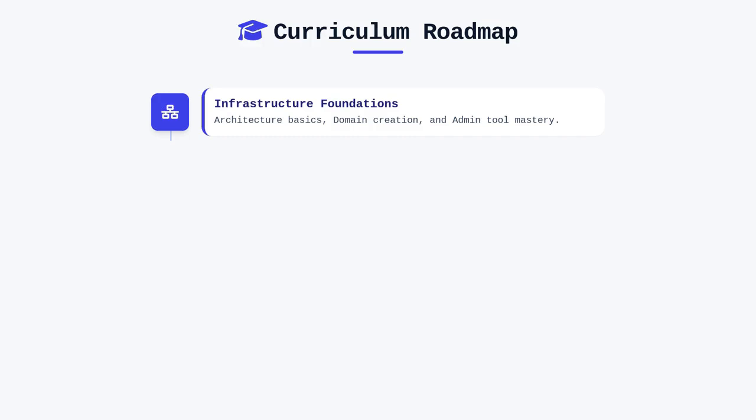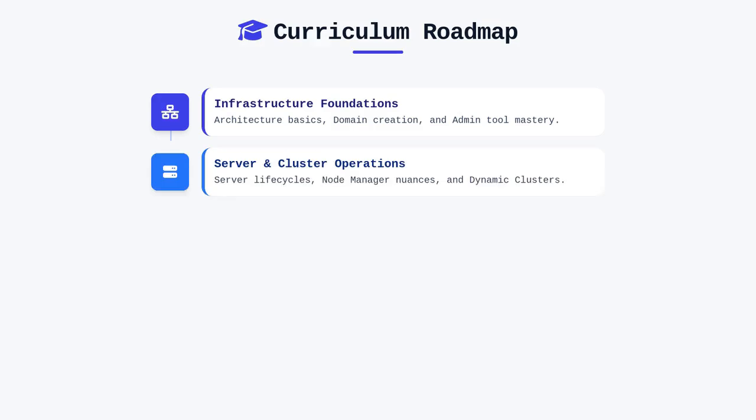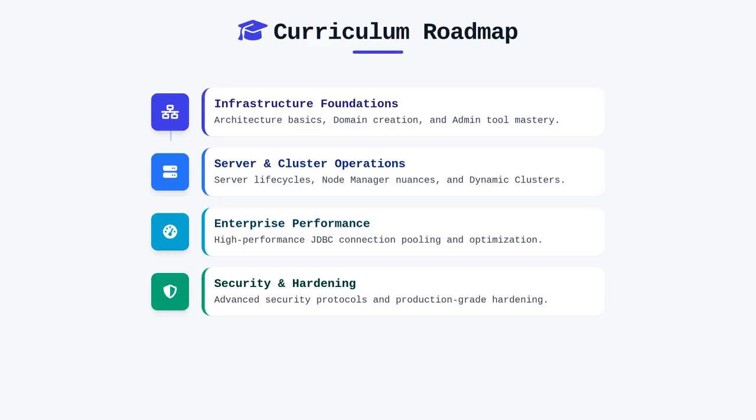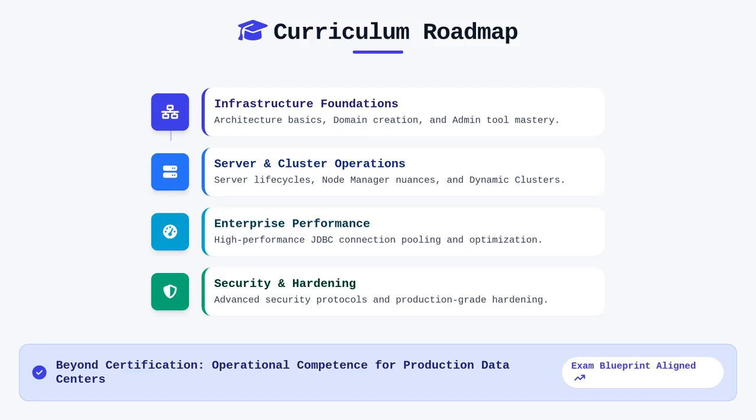Our curriculum follows a logical progression designed to mirror the actual exam blueprint, beginning with fundamental infrastructure architecture and moving through to advanced security hardening. We will navigate the intricacies of domain creation, administrative tool usage, and the often misunderstood nuances of the node manager. You will learn to manage server lifecycles, configure dynamic clusters, and fine-tune JDBC connection pools for high-performance enterprise applications. Each module is built to ensure you are not just memorizing answers for the test, but acquiring the operational competence demanded in real-world production data centers.